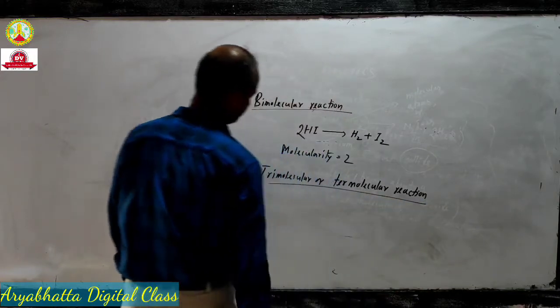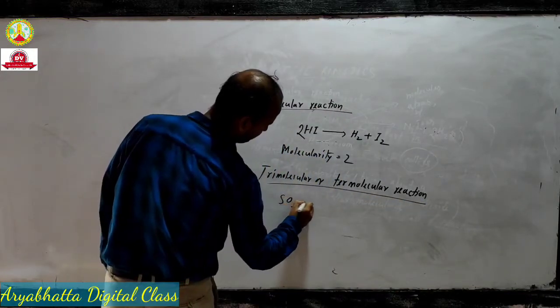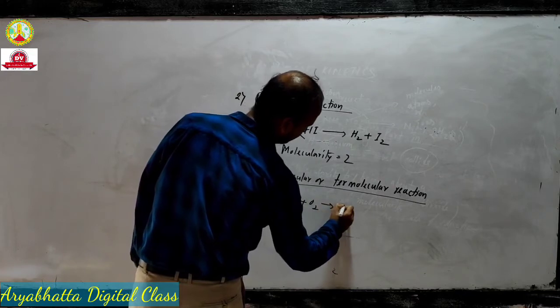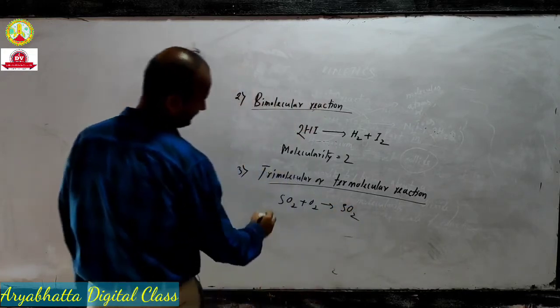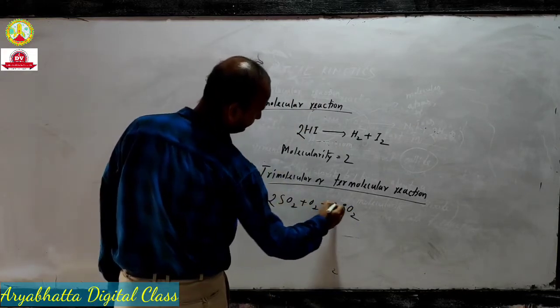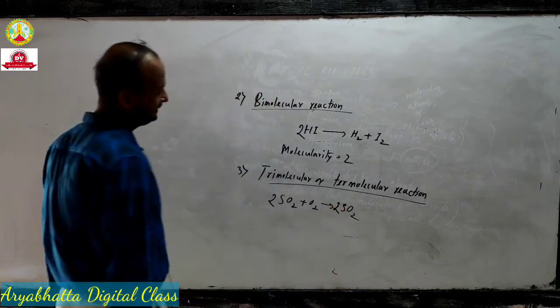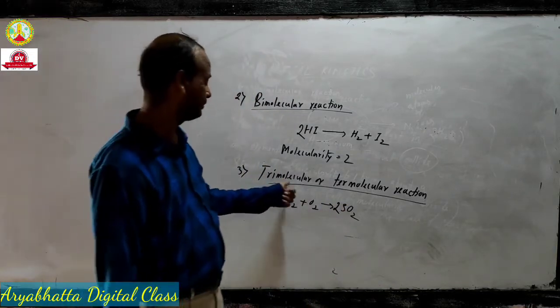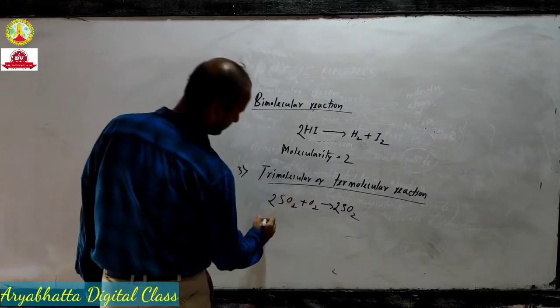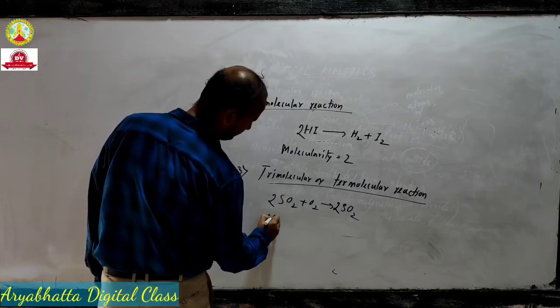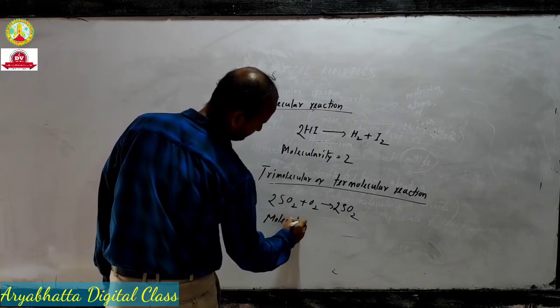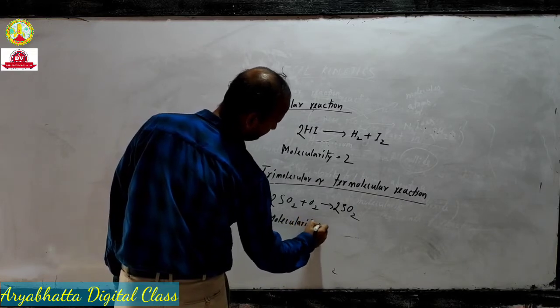Now let's see an example. Sulfur dioxide reacts with oxygen. You will get SO3. After balancing, you will get 2 SO2 plus O2 giving 2 SO3. This is a trimolecular reaction. Here molecularity is 2 plus 1, so this will be molecularity 3.